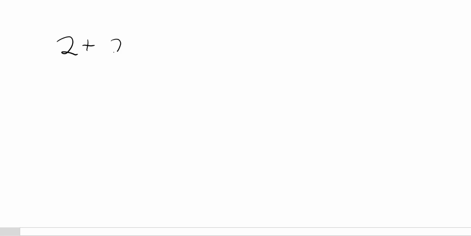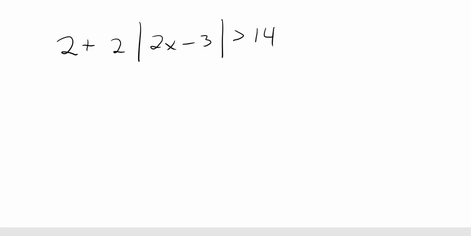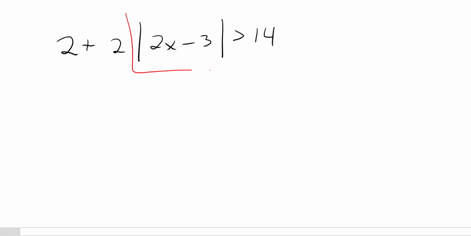Okay, let's try another one here. Say 2 plus 2 absolute value of 2x minus 3, close the absolute value, is greater than 14. Okay? So again, you can't tell me right away that this is an OR problem or a between problem, because we need to solve for the absolute value first.